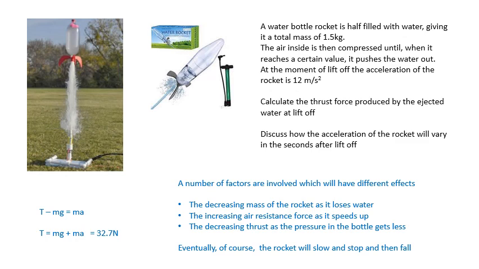A number of factors are involved which will have different effects. Now, the decreasing mass of the rocket. I know that the specification said where the mass is constant, but this is the kind of thing you should be able to figure out. As the rocket loses water, its mass will get smaller, so the force acting on it will have a bigger effect. However, as it speeds up, the air resistance force will get bigger, and the thrust produced by the water coming out will get less as the pressure of the air gets less. So what will happen will be a combination of these effects.